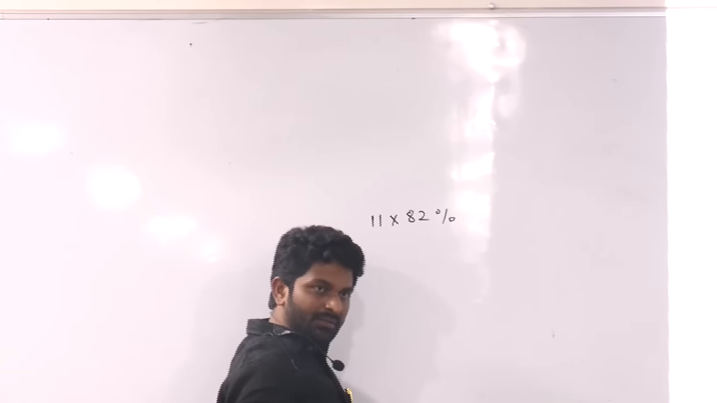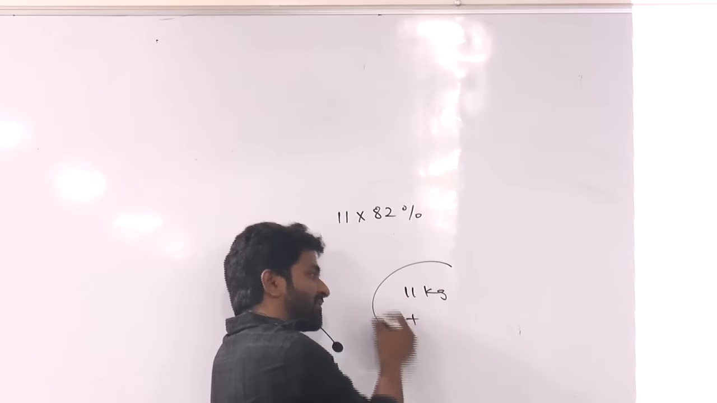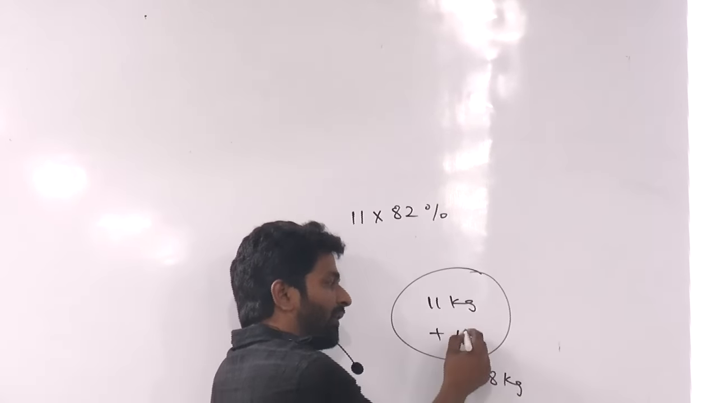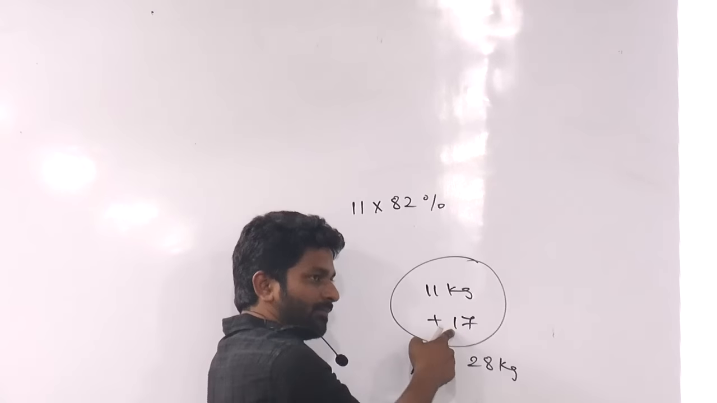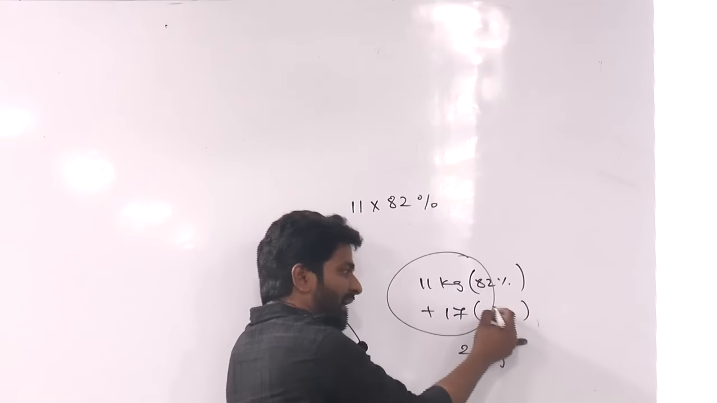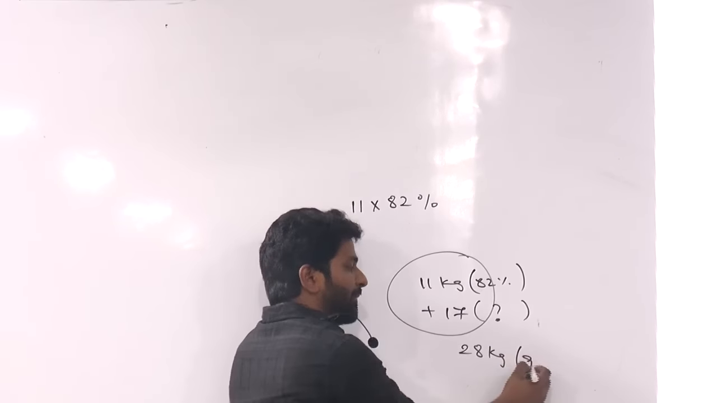Are you getting? So the first part is 11 kgs. You are adding something to this. After that it becomes 28 kg. So you are going to add 17 kgs of the second type. And the first type has 82% gold. And you are asked about this one. And the total has what percent of gold? 90% of gold.